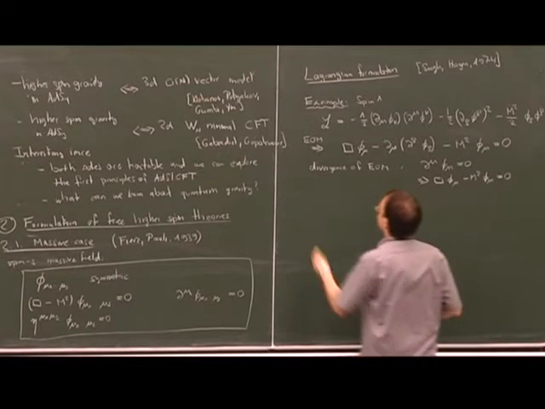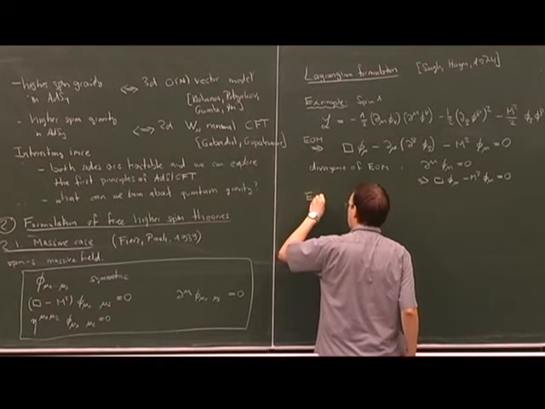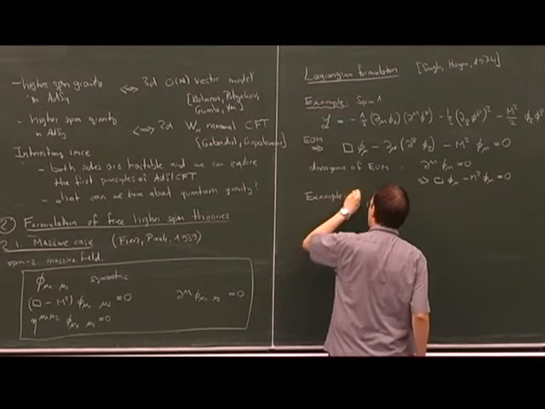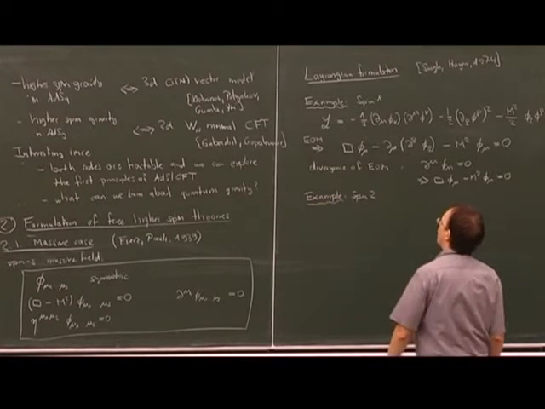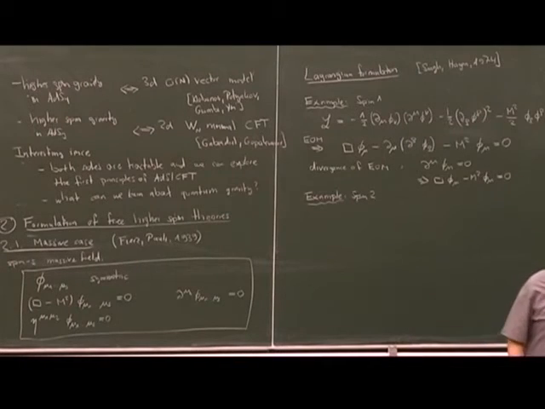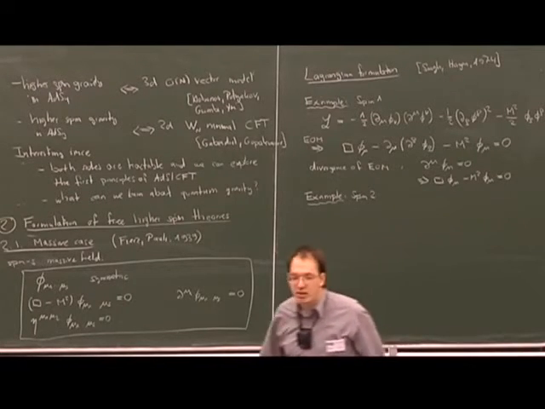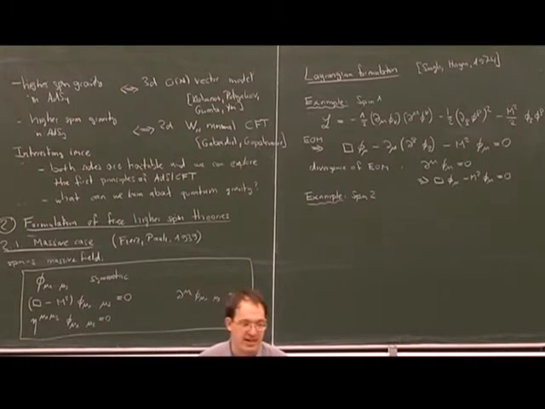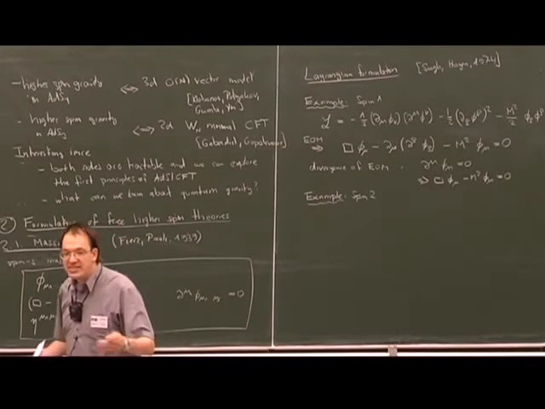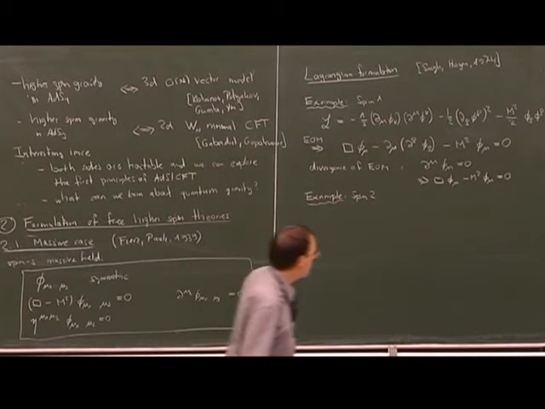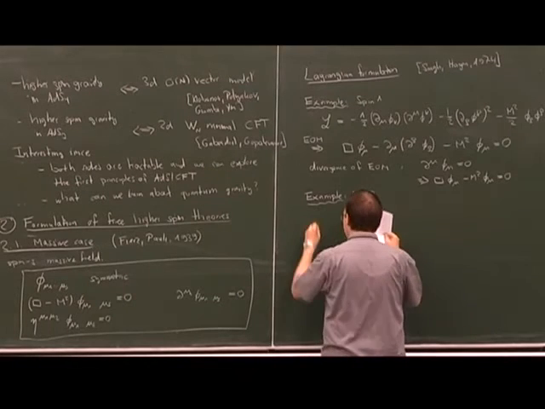Okay, let's look at the next example, spin two. And let's start with a naive guess. Naive guess because the rule I told you is that we have a spin S field, and then we also have auxiliary fields with spin S minus 2. So if S is equal to 2, we expect that we have a scalar auxiliary field, which we have to add. So this is the first time where we have to add auxiliary fields, and we will see why we have to add them.